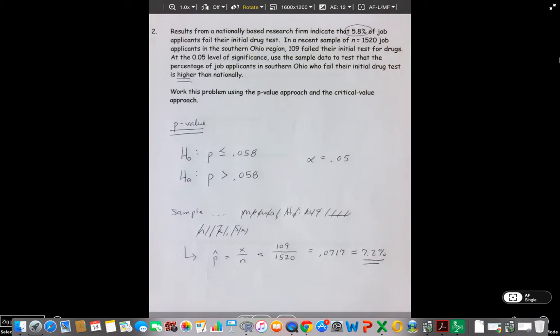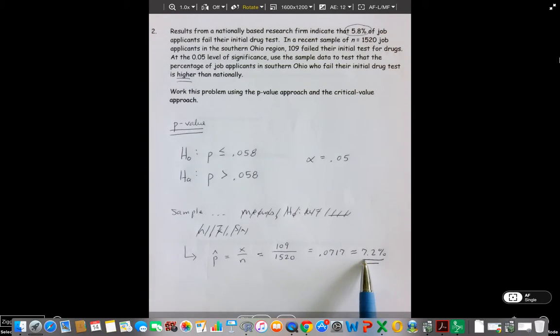In fact, for people who have completed a statistics course and say that, it shows me they don't know what they're talking about. This 7.2 is for this 1,520 people. We're trying to generalize to all applicants in Southern Ohio who are failing their drug test. That's only 1,520. We're probably talking about hundreds of thousands. We're trying to generalize from this 1,520 to all Southern Ohio applicants, okay?